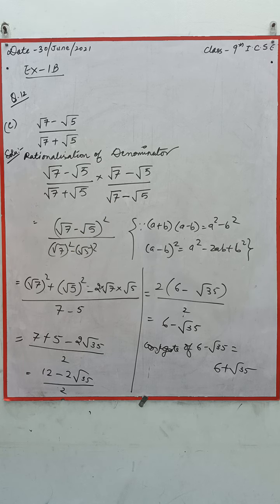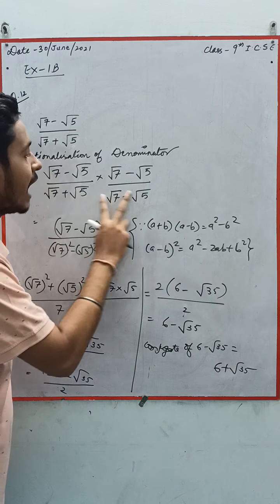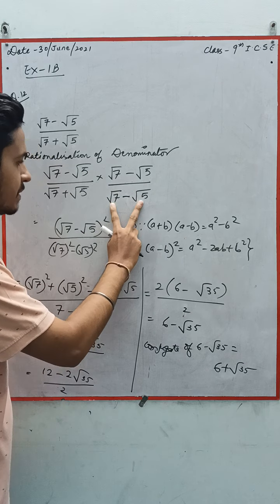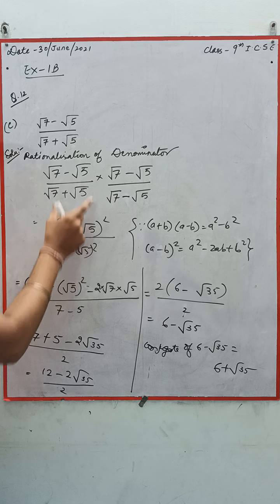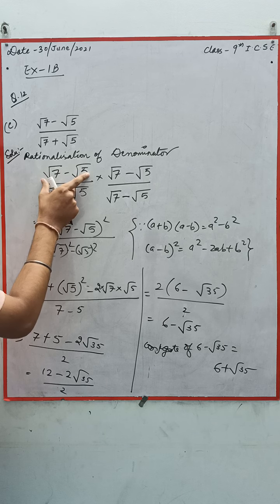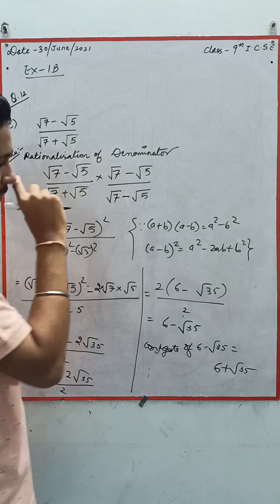Now, as I already told you in the last question, that always you will have an identity of a plus b, a minus b, which is a square minus b square. So here I have used. And in the numerator, you will see root 7 minus root 5 into root 7 minus root 5.